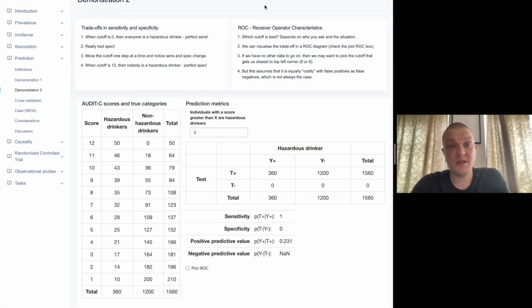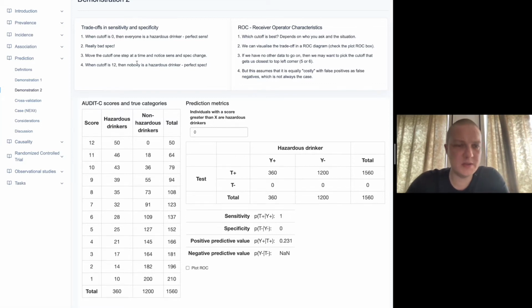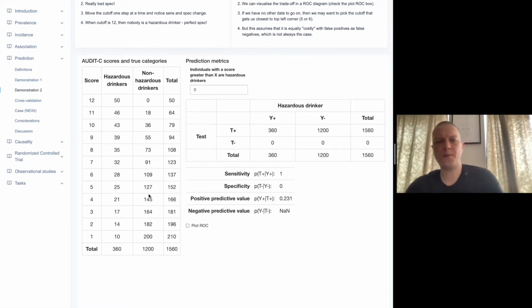In this demonstration, we're going to look at the trade-off between sensitivity and specificity. And we're going to look at something known as a receiver operator characteristics, the ROC. So there's a lot going on here, but to start, let's just look at this table here.